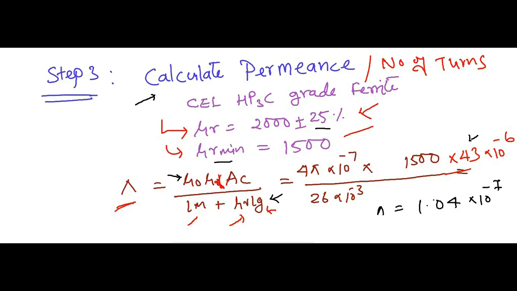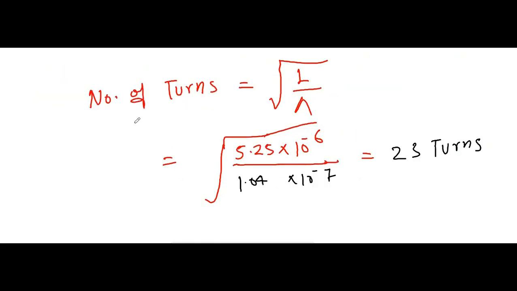the values, the permeance I'm getting here is 1.04 into 10 to the power minus 7. So we got the value of permeance. Now with the help of permeance, I'm going to calculate the number of turns. What is the number of turns?